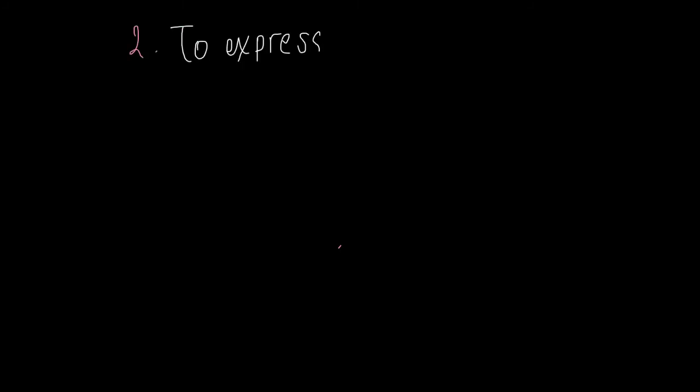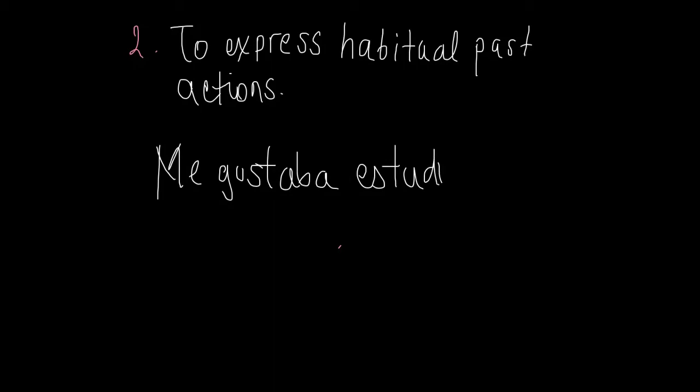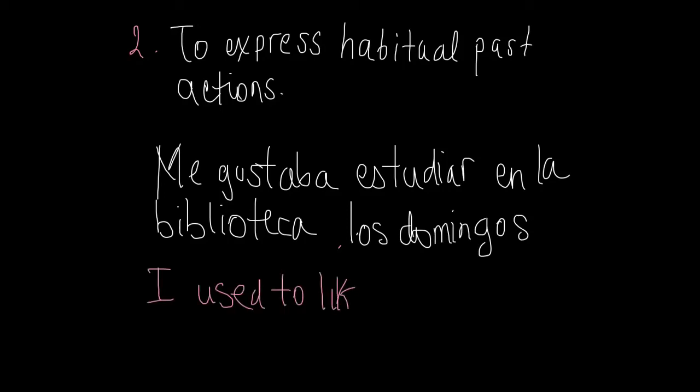The second use of the imperfect is to express habitual actions. So, for example, if I say, me gustaba estudiar en la biblioteca los domingos, all I'm saying is that I used to like to study in the library every Sunday, or that I like to study.